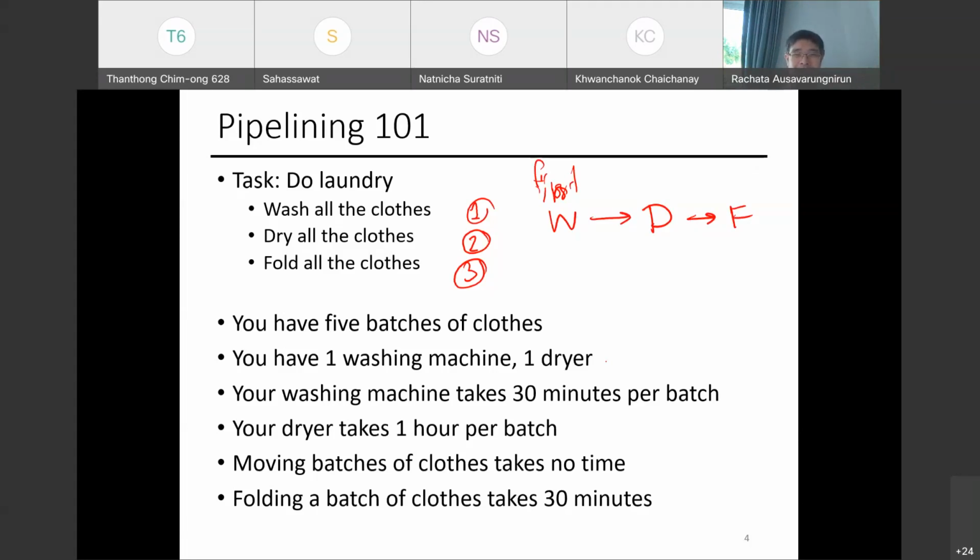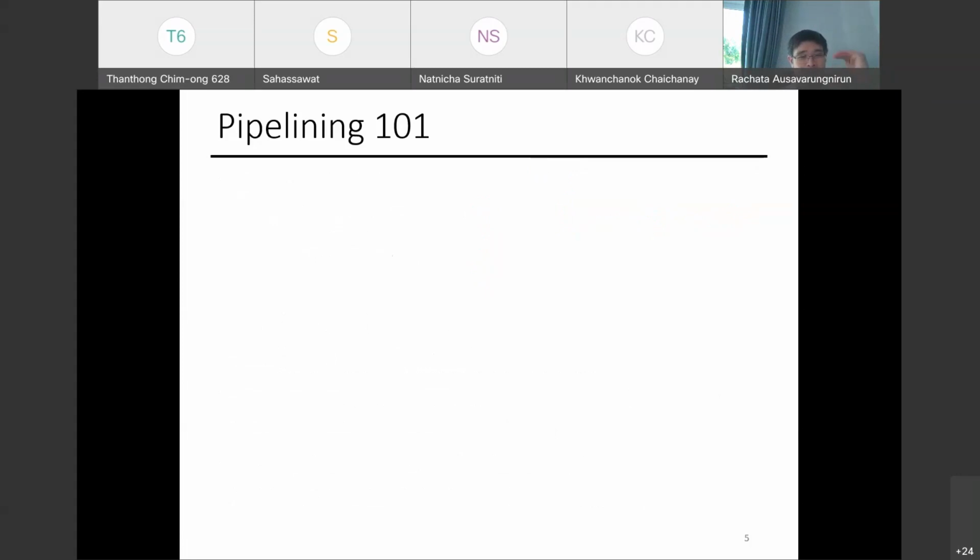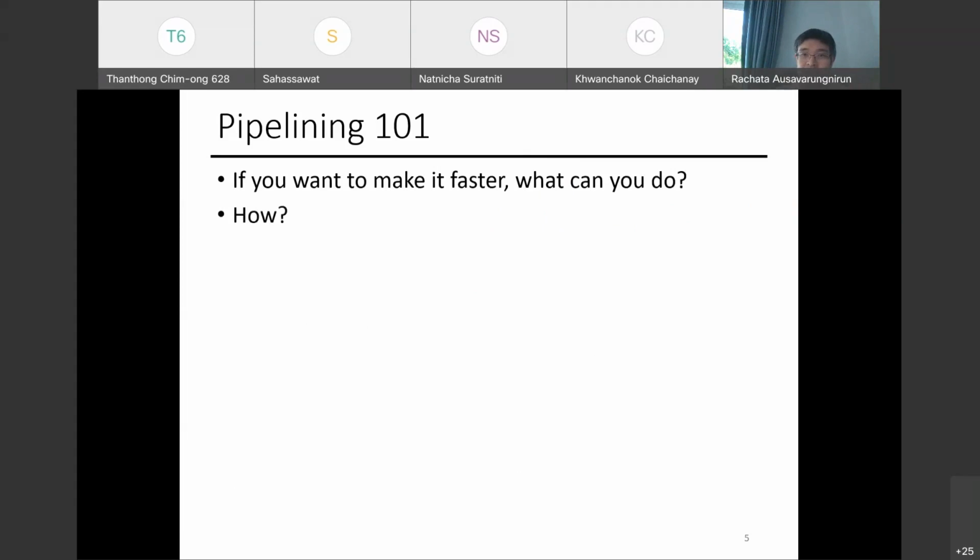So how can I optimize this process? What would be the thing that makes sense? Now we're going to the concept of pipelining. If you want to make it all faster, you don't want to wash, dry, fold, and then wait for everything to be over, wash, dry, fold, wait for everything to be over, wash, dry, fold. How can you make it faster? So I'm gonna put it here, batch 1.